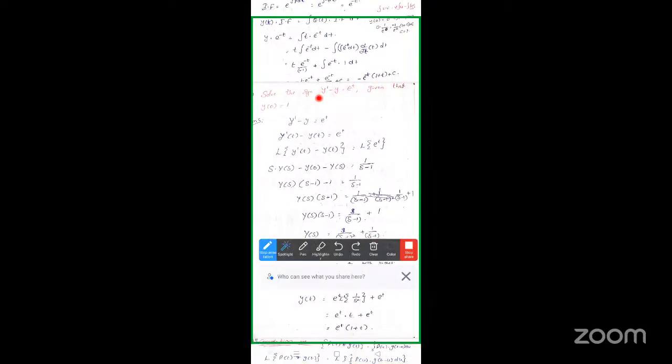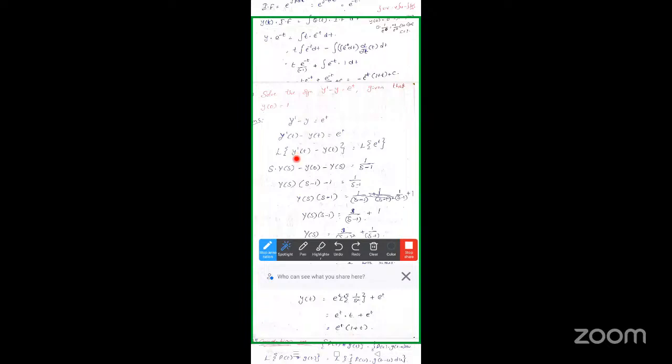Same here. Solve the differential equation y dash minus y is equal to e power t using Laplace transforms, given that y of 0 is equal to 1. So y dash minus y is equal to e power t. Taking Laplace transform on both sides, L of y dash minus y is equal to L of e power t. On the RHS, L of e power t is equal to 1 by s minus 1.